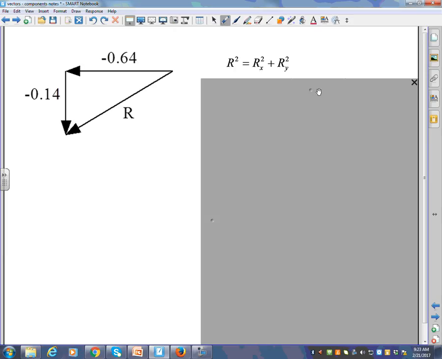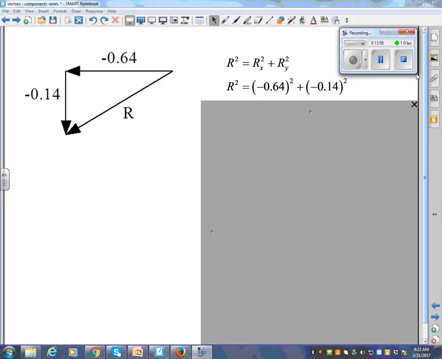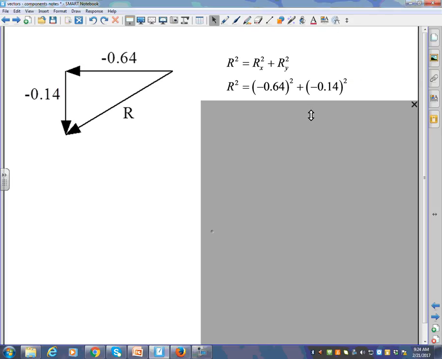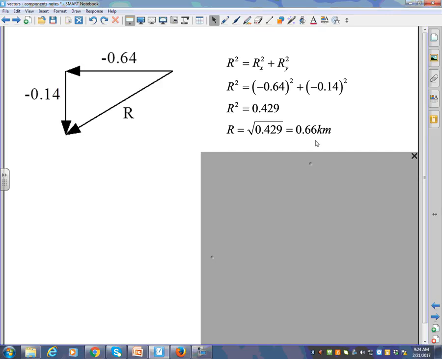And you're simply going to do this. R squared is Rx squared plus Ry squared. Minus 0.64 squared plus minus 0.14 squared. And you should get 0.66. Which is about right. That's 0.64, that's 0.14. It's going to be bigger than both of them. This is relatively small compared to that, so 0.66 seems about right.